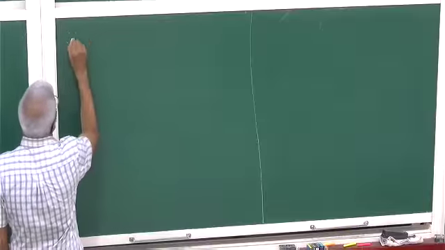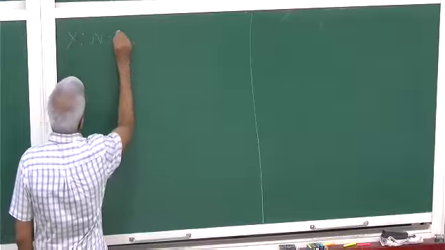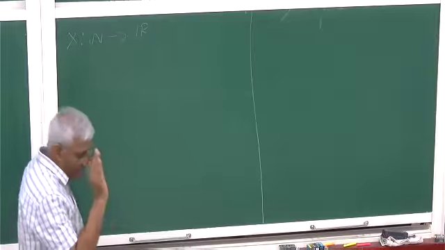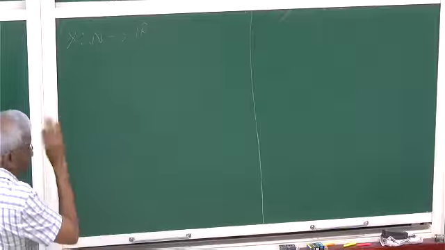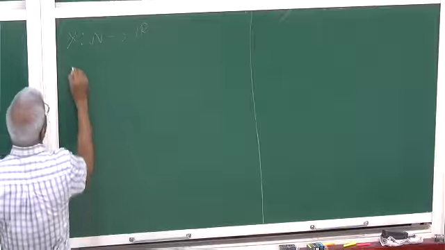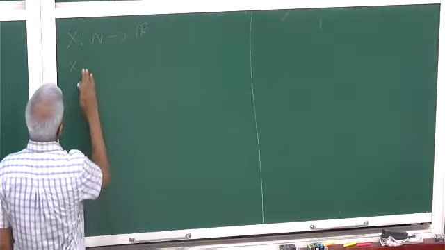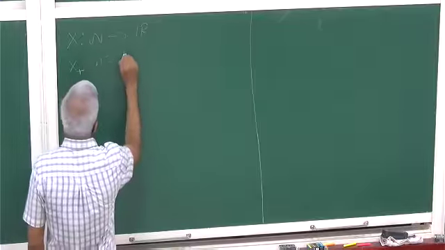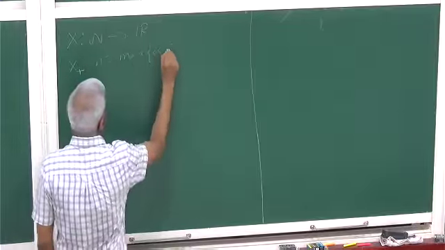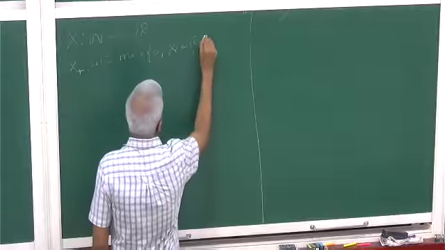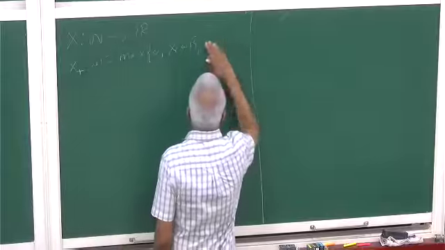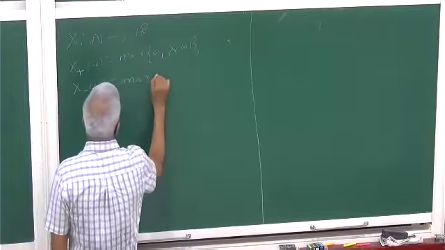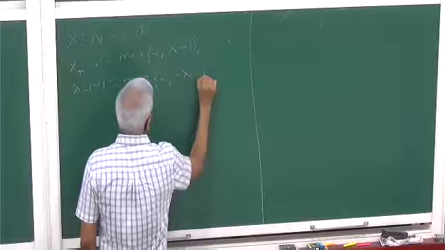So if we have a random variable, which is of course just a function from omega to R such that it satisfies some condition, that is, something is in the sigma algebra. Then we defined x plus equal to the maximum of 0 and x of omega. Similarly, x minus of omega equal to the maximum of 0 and minus x of omega.